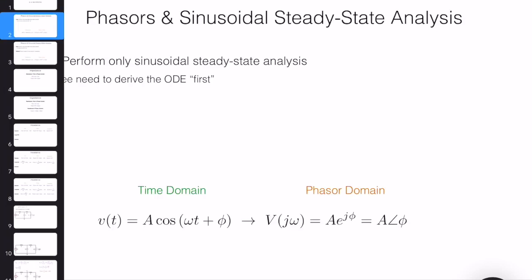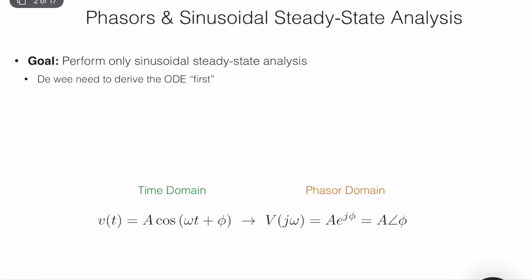So the question is, if our goal is only to perform sinusoidal steady-state analysis, and we don't care about the transients, what happens between 0 and when the circuit reaches infinity, do we really need to derive the ordinary differential equation of the circuit first? It can be okay for a first order circuit. It can even be okay for a second order circuit. But when you go to higher order circuits, deriving the ODE is really painful.